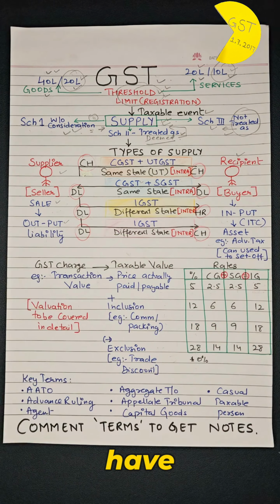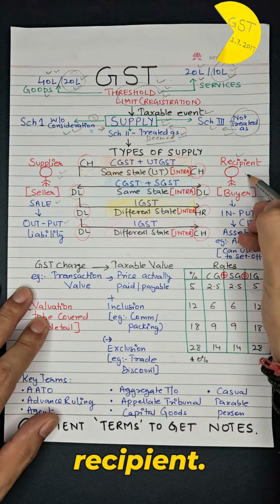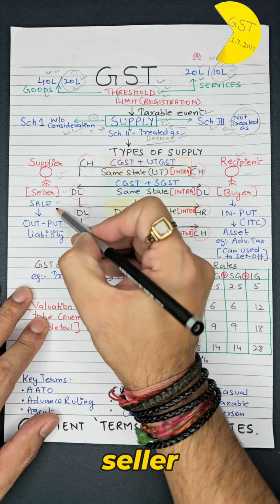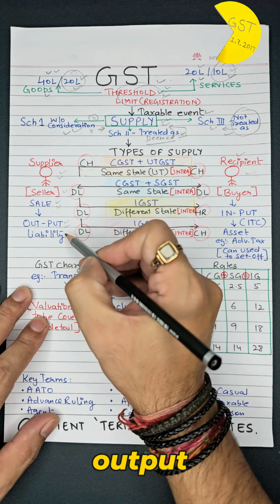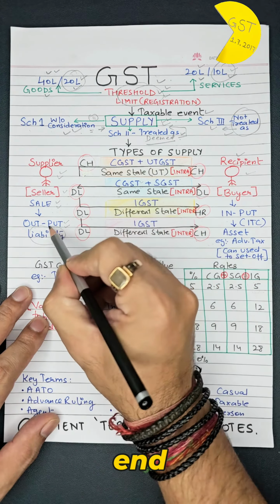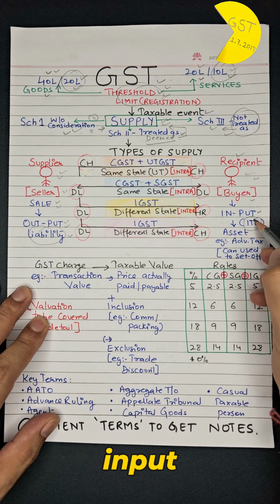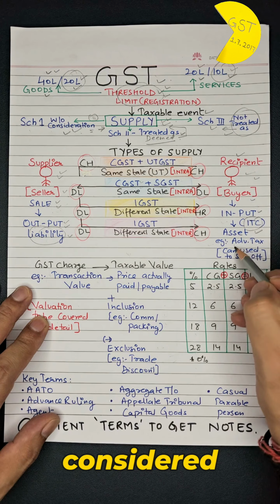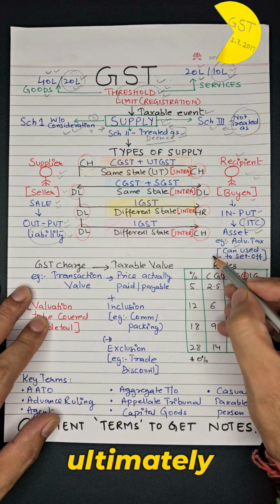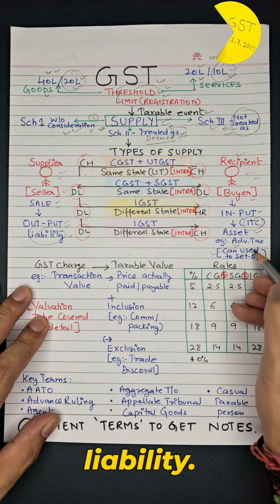For supply, we have two parties. One is the supplier, one is the recipient. The supplier is the seller who sells the goods or services and charges output tax, which is the liability at the end of the seller. And the recipient who pays the tax can claim it as an input tax credit, which can be considered as an advance tax payment that ultimately can be set off with the output tax liability.